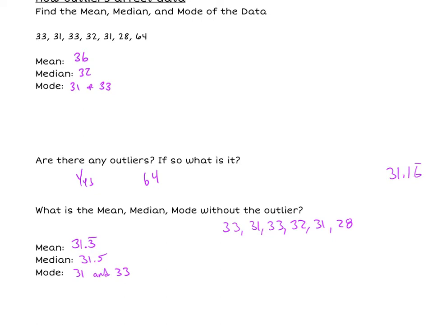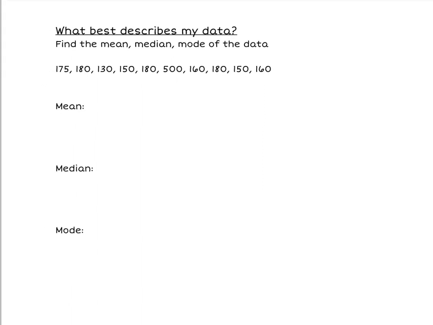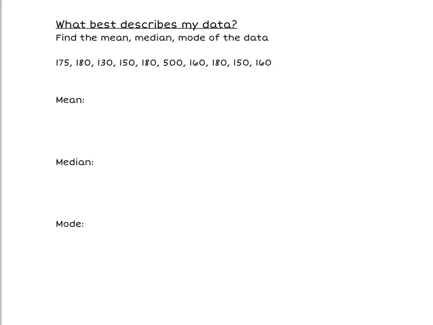So to say 36 represents that group of numbers, no, that's not a very good statement to say. 32 does. 32 would be good. 31 and a half would be good. 33 wouldn't be bad. 31 wouldn't be bad. But to say 36 with an outlier there, it doesn't really quite work great. So then it goes into this what best describes my data. Okay? Again, so a big list of numbers.